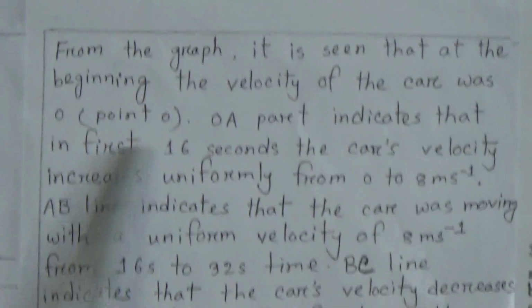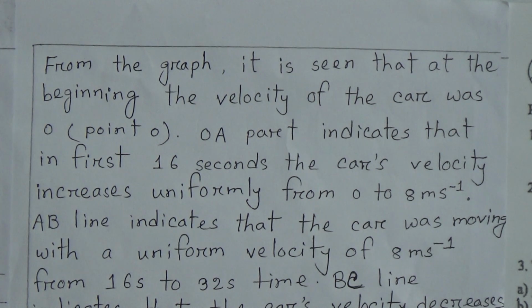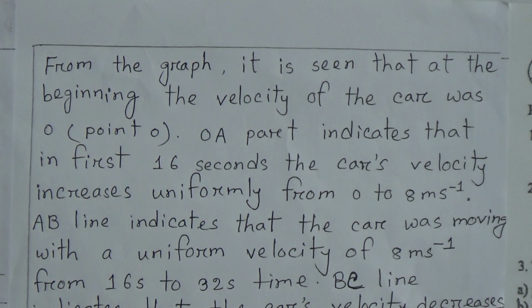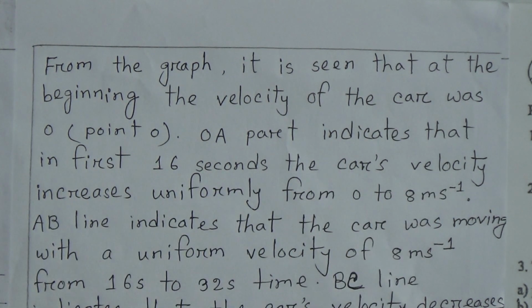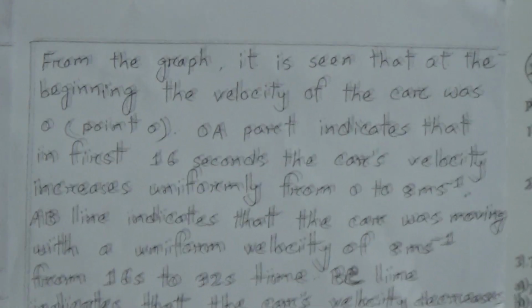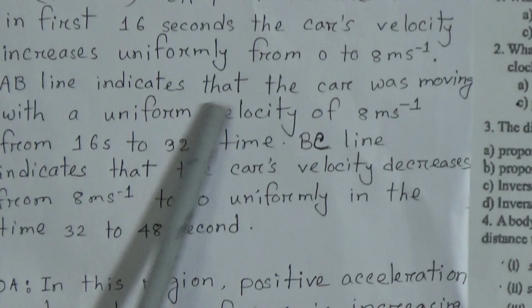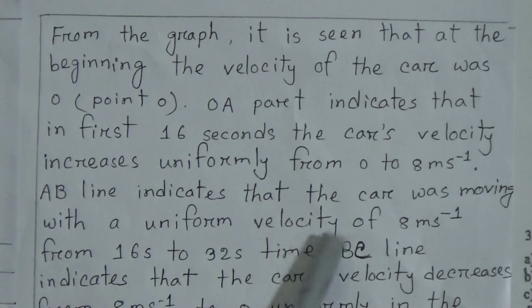At the beginning, the velocity of the car was 0. The OA part, see this figure, indicates that in the first 16 seconds the car's velocity increases uniformly, from 0 to 8 meters per second. And the AB line indicates that the car was moving with a uniform velocity.